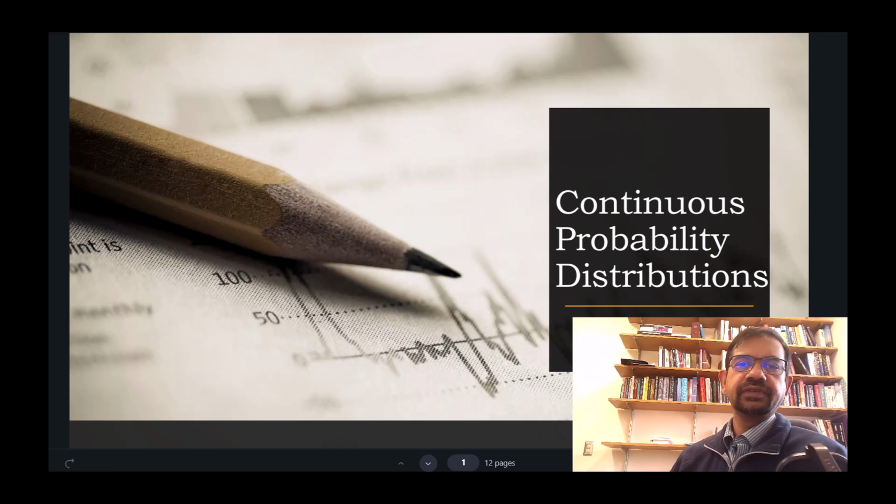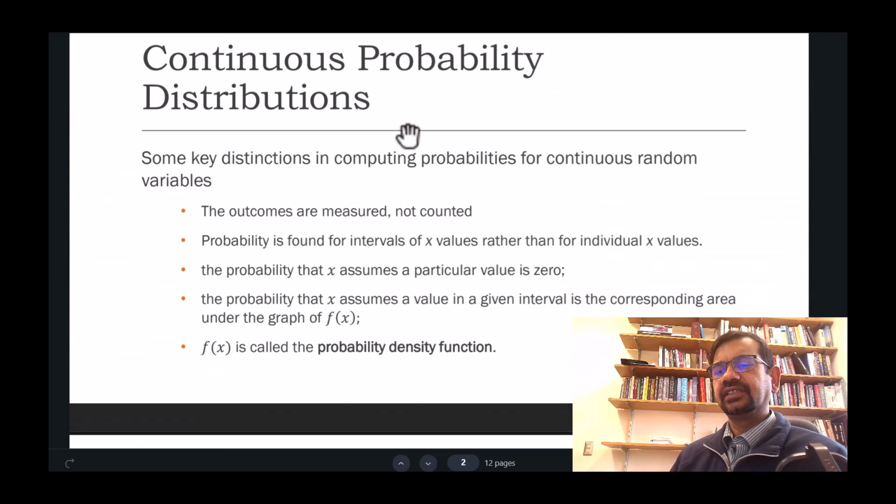In this lecture, we will learn about continuous probability distributions. Continuous distributions are the bulk of distributions that we will encounter in business settings. They are very pervasive. The key distinction between continuous and discrete distributions is that for continuous distributions, the outcomes are measured, not countable. And probability is found for intervals of x values rather than for individual values.